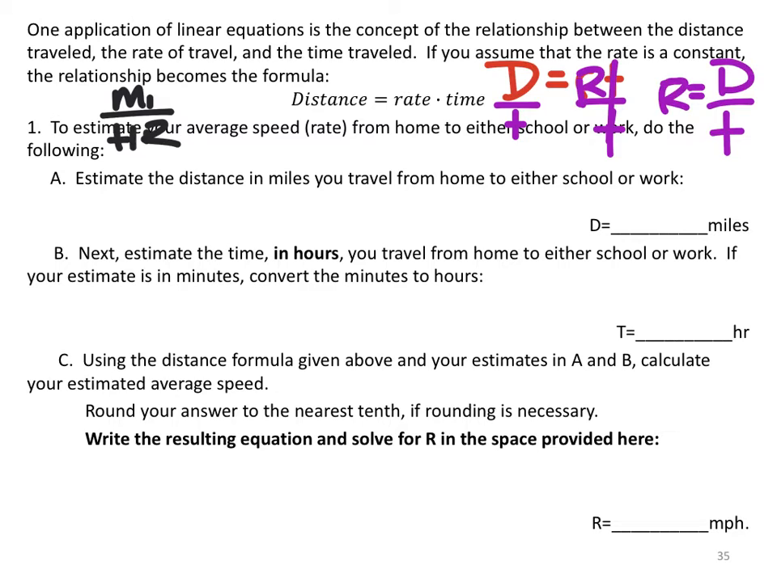So to estimate our average speed, or the rate, from home to either school or work, we're going to do the following. Estimate the distance in miles you travel from home to either school or work. You don't have to use the school, whatever is more convenient for you. Now, for me, if I'm traveling to Slick, even from my other job, it's still about 40 miles. So I'm going to use 40. You can use whatever you want, though.